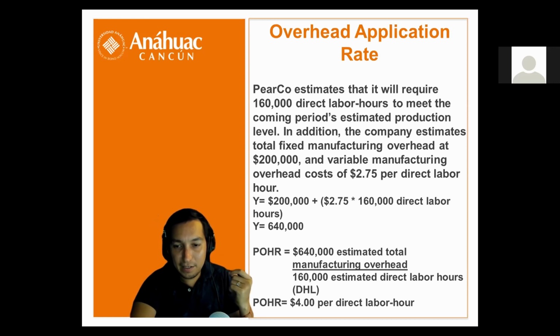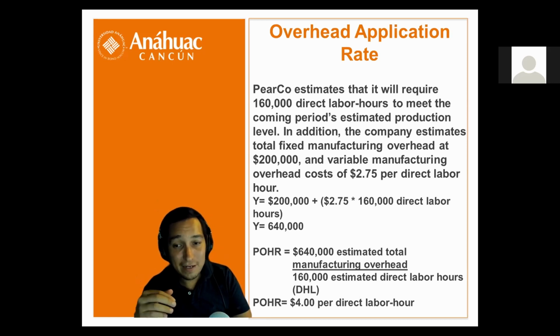Okay, that's our A, and Y equals A plus BX, and variable MO at a cost of $2.75 per direct labor hour. So we're going to take $2.75 and multiply it by 160,000 direct labor hours. So that's BX. B is 2.75 and X is 160,000. So we multiply those together, we get 440,000. And we get to our total estimated MO of 640,000.